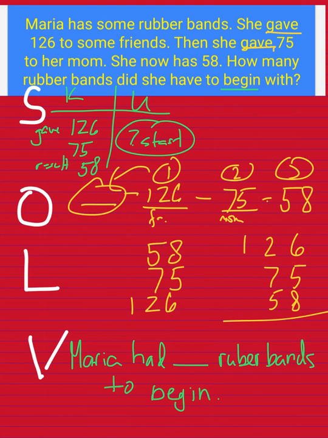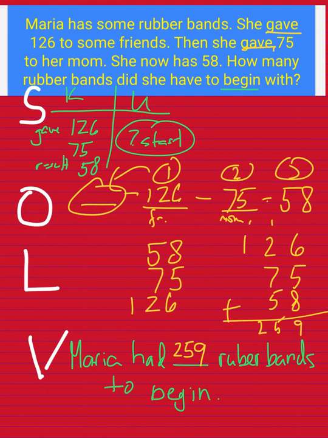5 plus 6 is 11. 11 plus 8 is 19. 7 plus 2 is 9, and 1 more is 10. Plus 5 is 15. 1 plus 1 is 2. So we're saying that she began with 259. Now, just to be clear, it's a two-step problem because she gave away twice. However, we only had to add once to find her start.